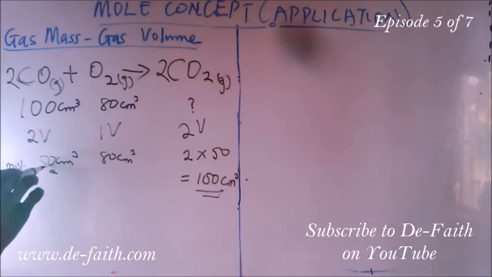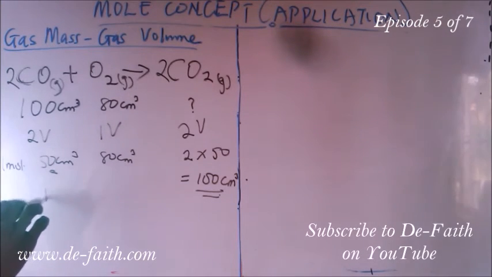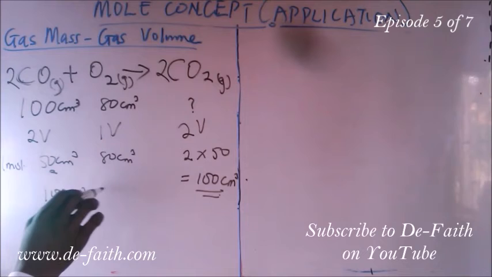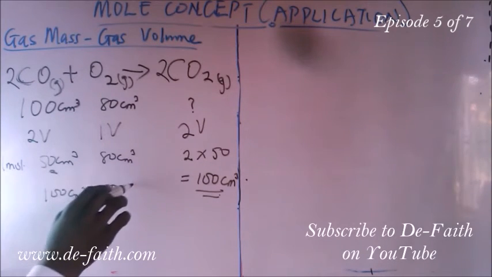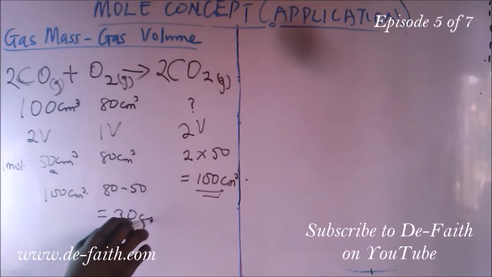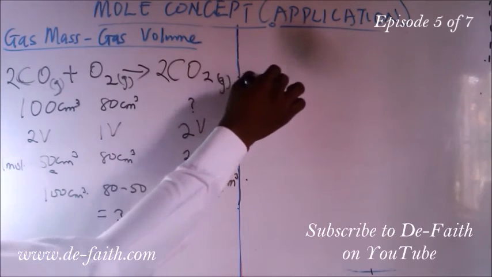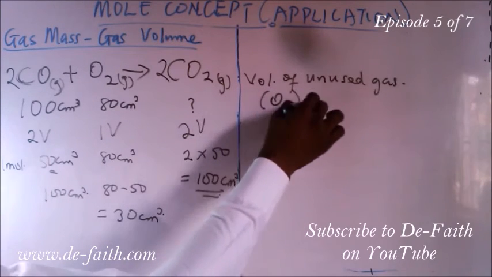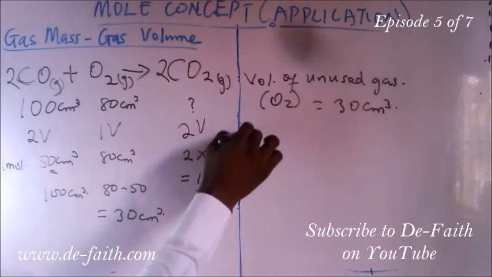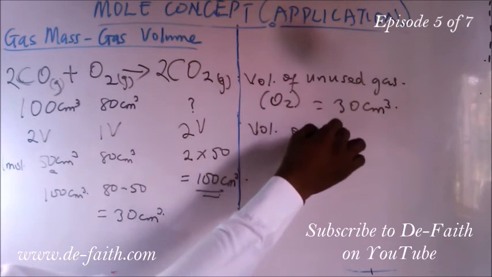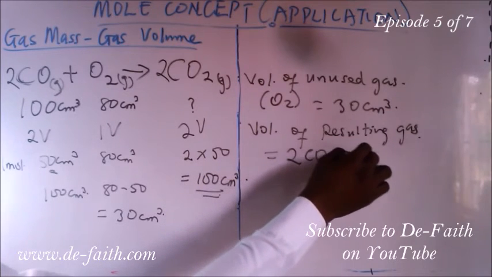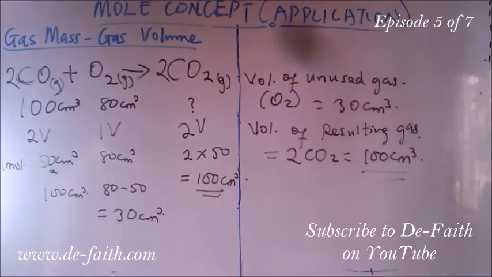That is the volume of the resulting gas. Then we have 2 volumes of this, which is going to be 100 cm cubed. Now we have 1 volume of oxygen to be 80 cm cubed. Hence, we are going to use the lower volume, which is 50. So 80 minus 50 gives us 30 cm cubed. So we have that volume of unused gas, which over here is oxygen, is 30 cm cubed, and volume of resulting gas, which we have as 2 volumes of CO2, is equal to 100 cm cubed. And so that is the answer to the question.